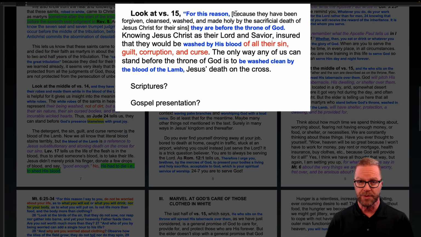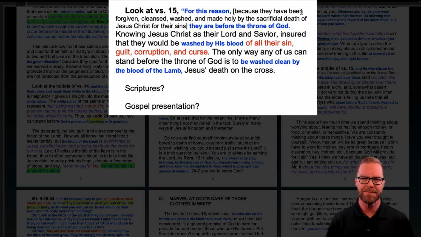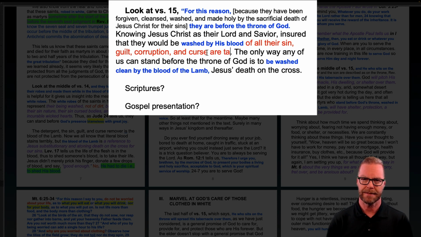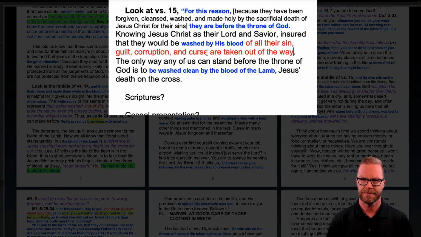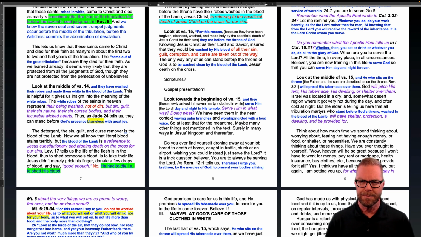look at verse 15. "For this reason," because they have been forgiven, cleansed, washed, made holy by the sacrificial death of Jesus Christ for their sins, "they are before the throne of God." So knowing Jesus Christ as our Lord and Savior ensured that they would be washed by His blood. All of their sin, guilt, corruption, and curse are taken out of the way. And I could just put that in there. The only way any of us can stand before the throne of God is to be washed and cleansed by the blood of the Lamb, Jesus Christ.